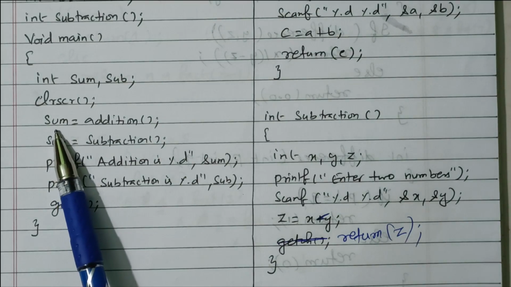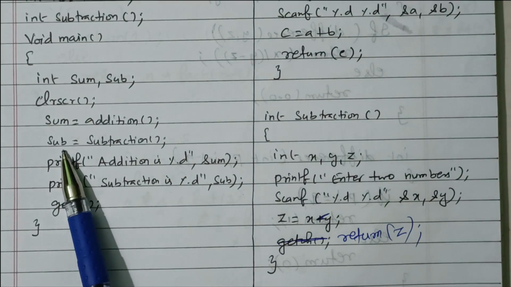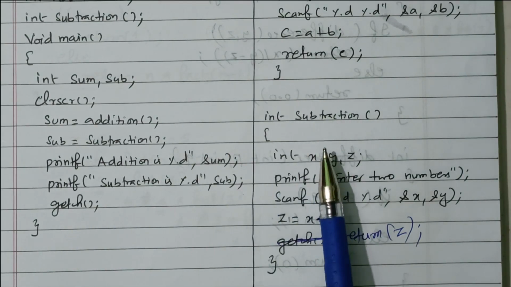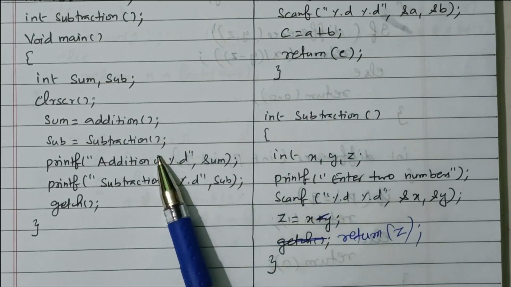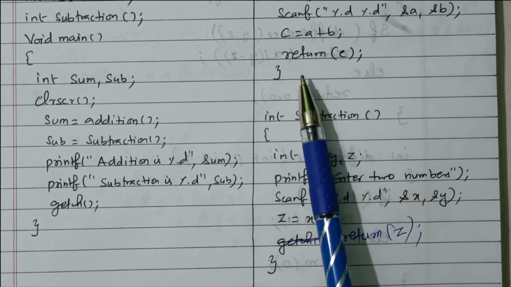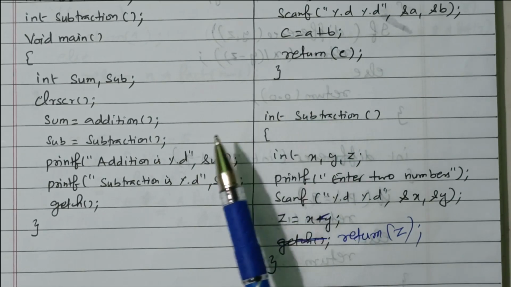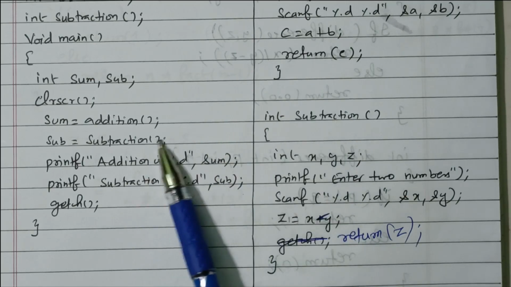So the sum of two numbers is available in sum. Subtraction of two numbers is available in sub. So this is the function. Whenever we need, we can call this function. That is the advantage: no need to write this instruction inside the main program. If we are repeatedly adding two numbers, we can use this function. Whenever we need adding two numbers, we can call this function. That is the main advantage.